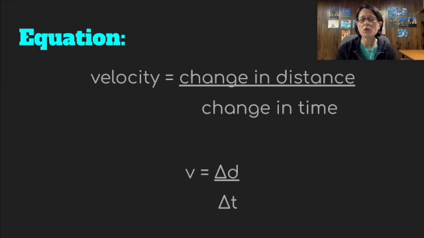Now we're going to be using an equation for speed, especially in our labs that we're going to be doing. We're going to do a couple of labs with this. Speed and velocity have the same equation. So it says velocity. We're going to use the V for velocity when we're solving for speed. So velocity equals change in distance divided by change in time. I have it here in word form and down here in symbol form. The little triangle means change. It's the Greek letter delta.